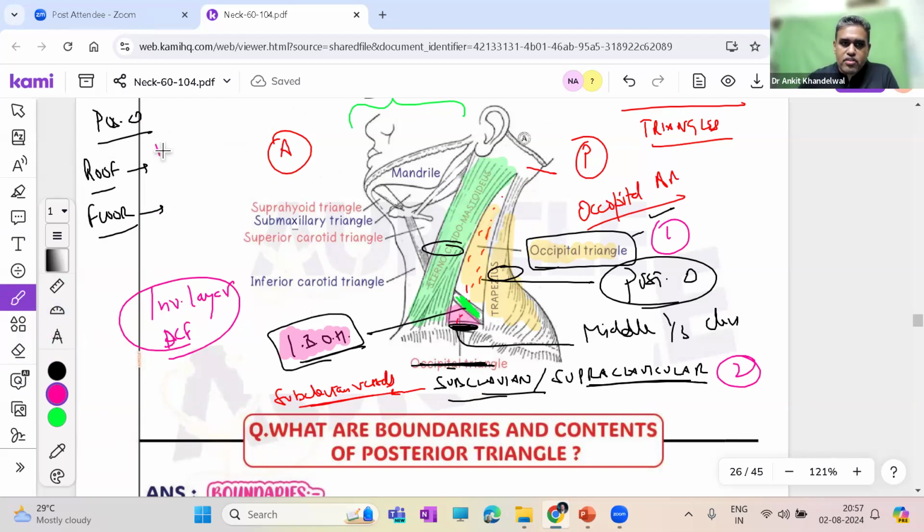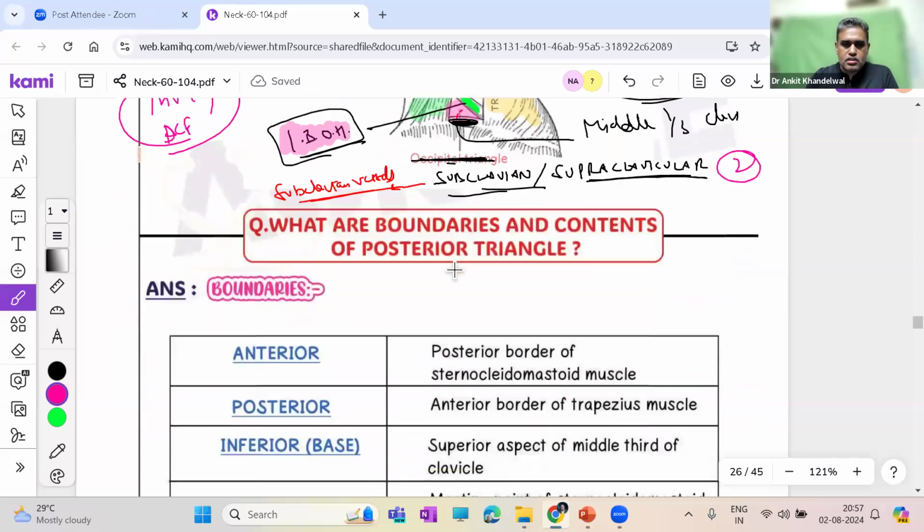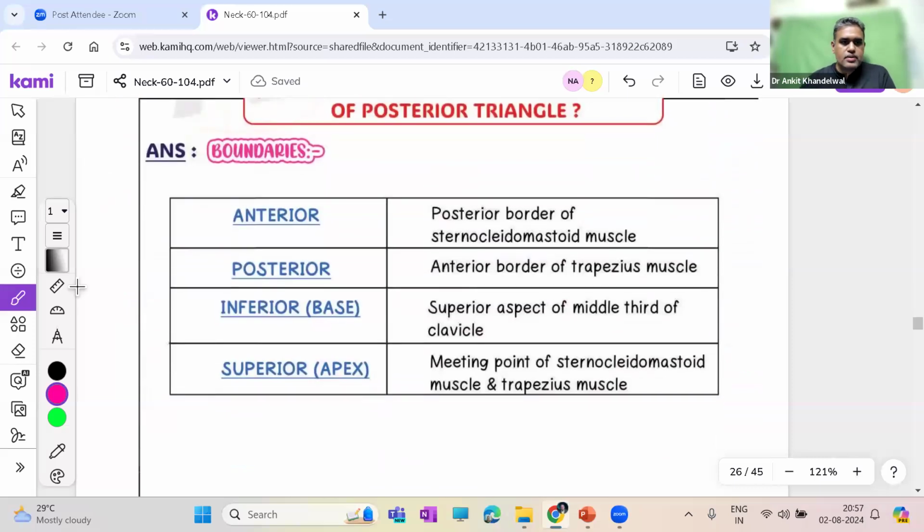The roof will be mainly formed by the investing layer outside, close to the skin. Floor will be formed by the prevertebral fascia. This is prevertebral fascia. Both are parts of deep cervical fascia. Now let us look at the notes. With this basic understanding, we can look at the notes. It will help you. Boundaries.